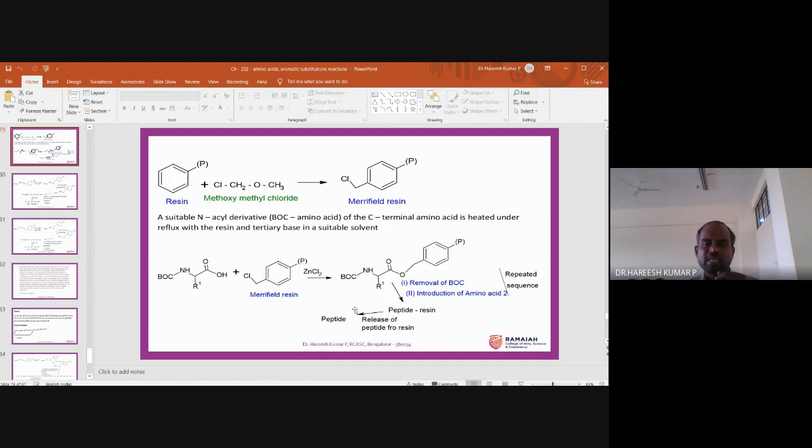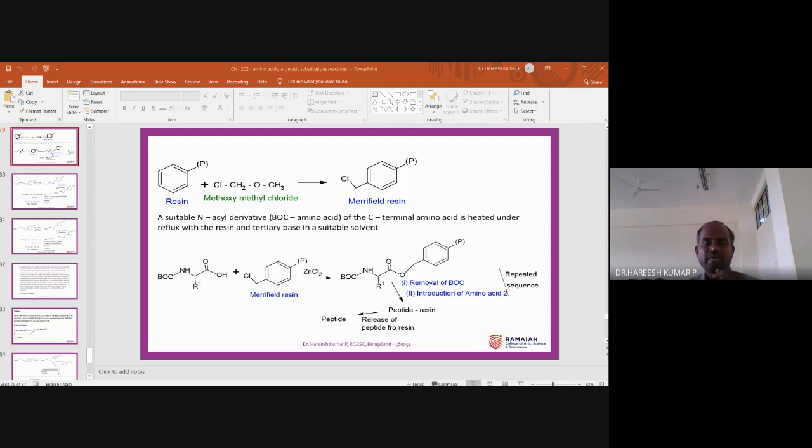Once there is a bond formation, the peptide obtained is also not soluble in the reaction media, so it will convert into a solid. Once it is a solid, it is filtered and washed, where wash means the solvent used for the reaction. Thereby one can reduce the steps and the time consuming, repetitive processes. That is the advantage of solid phase peptide synthesis.